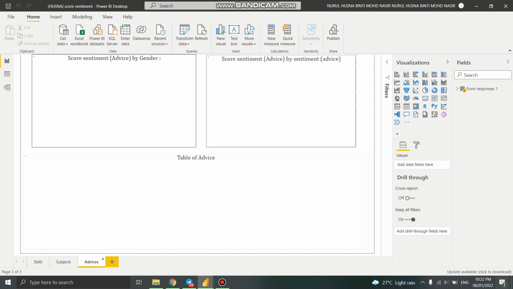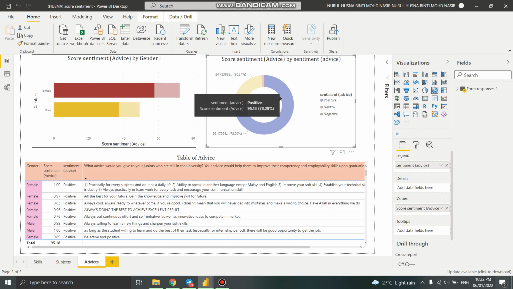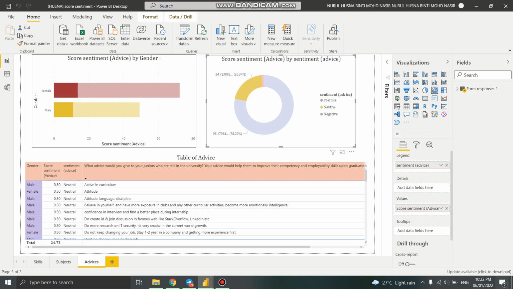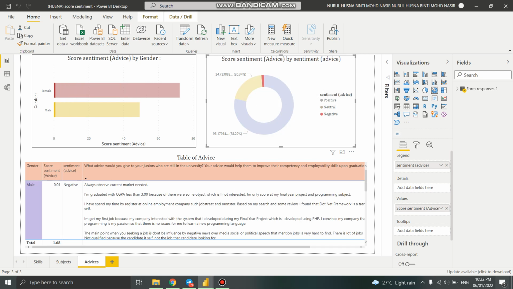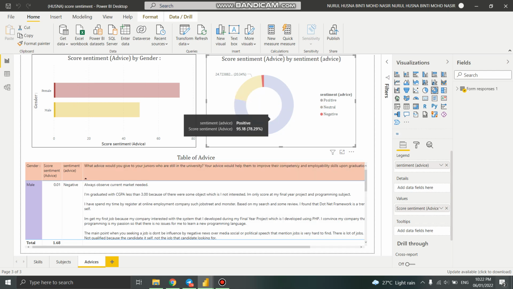Next is advice. For score sentiment advice, it has positive, and then neutral, and negative has the least score compared to positive and neutral.